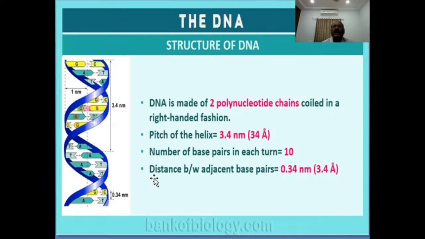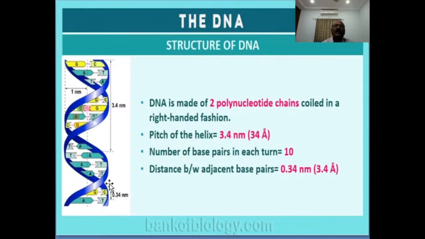Distance between adjacent base pairs. You see, this is one nitrogen base, this is one nitrogen base. The distance between two nitrogen bases of the two same strands is 0.34 nanometers equal to 3.4 angstroms. Here to here, one complete turn length is 34 angstroms. The distance between two successive nucleotides is 3.4 angstroms or 0.34 nanometers.